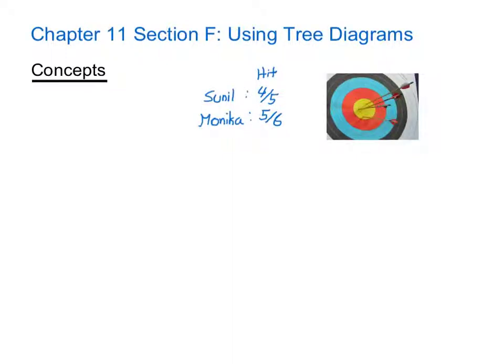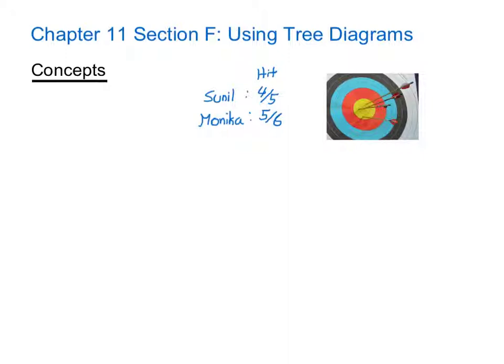In this video, we'll be looking at Chapter 11, Section F on using tree diagrams. Tree diagrams can be used to illustrate sample spaces, but they can also be used to help us calculate the probabilities of an experiment. Let's take a look at one of the previous examples that we saw in an earlier video.